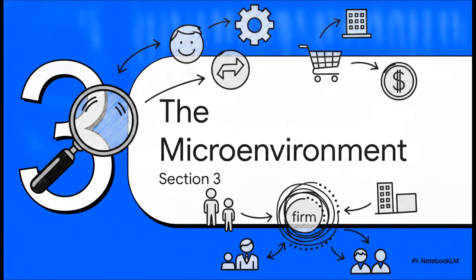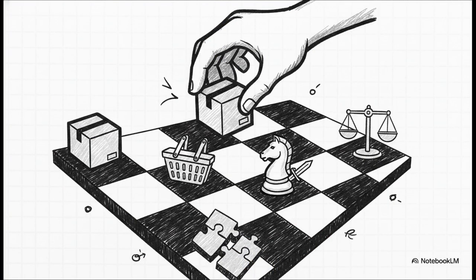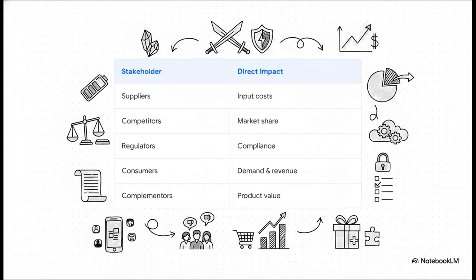All right, zooming in now. Section 3, the microenvironment. Let's look closely at what we call the task environment. The key components here are the actual players on your immediate chessboard. We're talking about your suppliers, buyers, consumers, competitors, complementors, and regulators. Now, unlike those big macro forces we just talked about, firms actually have varying degrees of power to influence these specific relationships. You can form strategic alliances, you can negotiate contracts, or you can launch aggressive marketing campaigns to sway them.